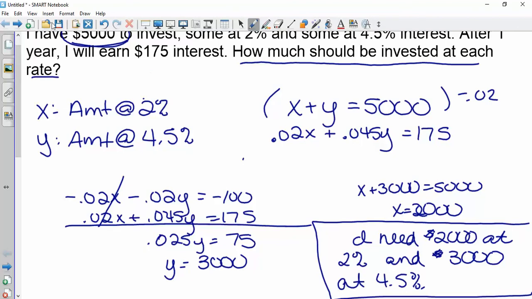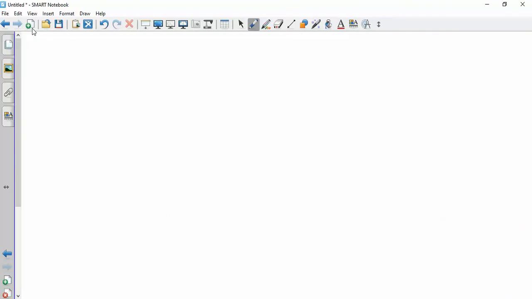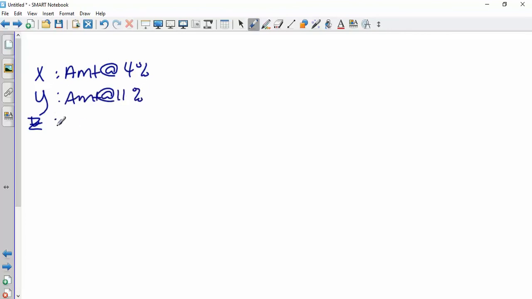Alright, so the problem I have says a person invests $6,900 for 1 year. Part at 4%, part at 11%, and the remainder at 15%. So my x, y, and z are my amounts at each of those percents. So x would be my amount at 4%, y is the amount at 11%, and z is the amount at 15%. Depending on your problem, you might have different percents, but all these are set up essentially the same, just different numbers. So you have $6,900. So what's the first equation?